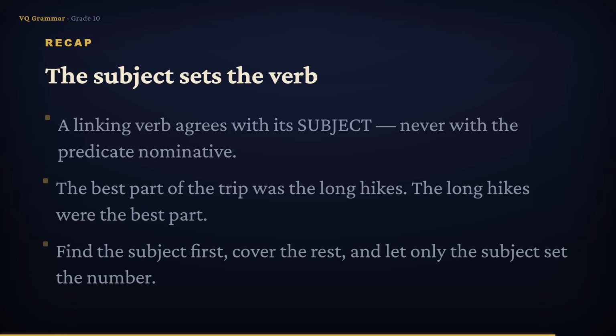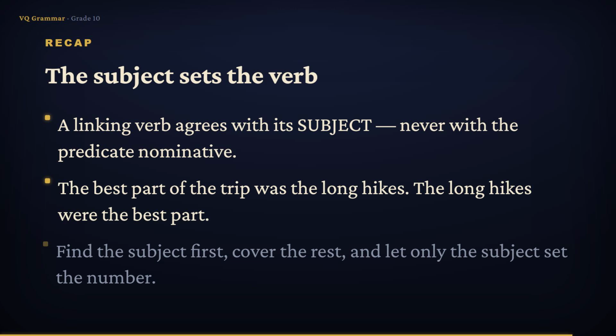Let's gather it up. A linking verb agrees with its subject, and never with the predicate nominative, no matter how close that word sits to the verb, and no matter how loudly it disagrees in number. Remember our pair. The best part of the trip was the long hikes. The subject is part, singular, so the verb is was. Flip it around and you get, the long hikes were the best part of the trip. The subject is hikes, plural, so the verb is were. Same idea, and the verb simply obeys whichever word landed in the subject slot.